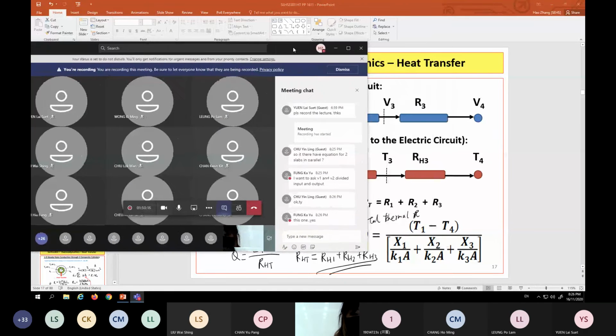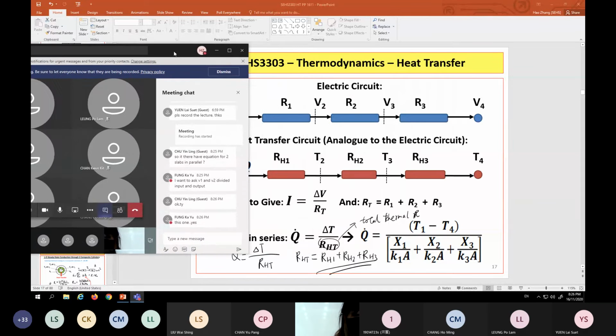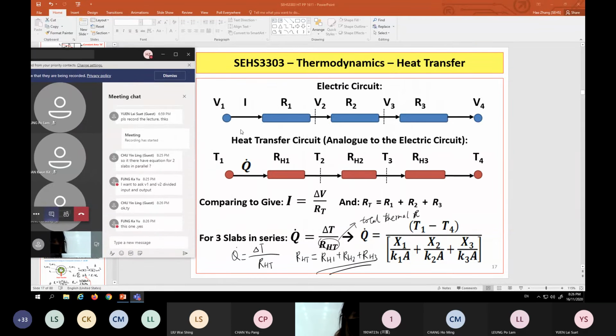V1 and V2 should be the voltage. This one, yes. What's wrong? This one, delta V divided by RT. Is this one? This is Ohm's law. Recall your memory of Ohm's law.